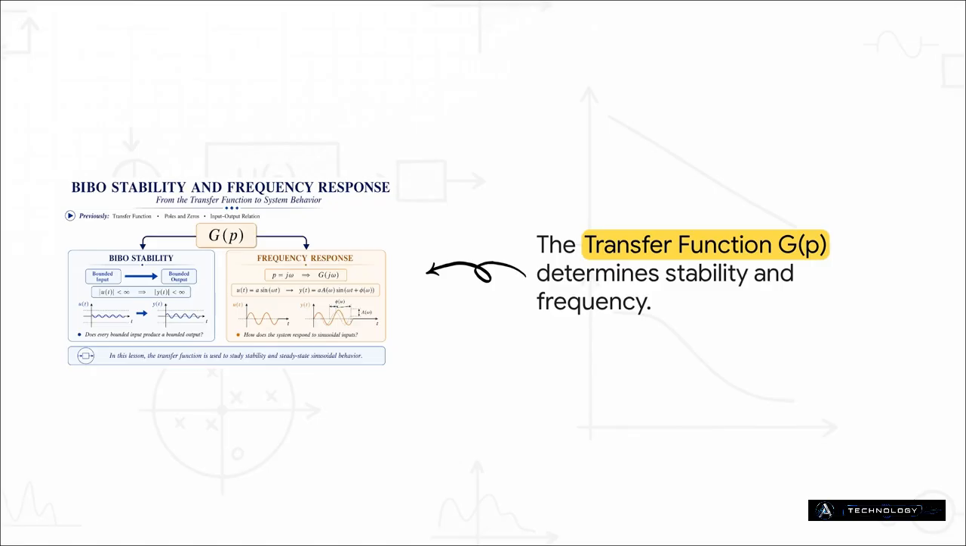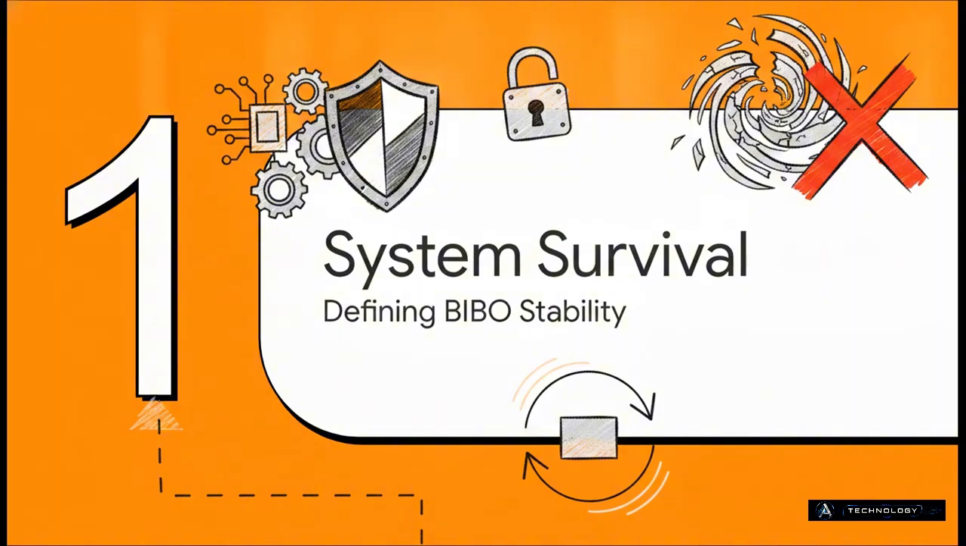Think of the transfer function, that G(p), or maybe you call it G(s), as the literal DNA of our system. And just like DNA, it dictates traits. Here, it basically splits into two essential defining traits. On one side, we've got system survival, which we call BIBO stability. And on the other, we have the system's personality, its frequency response. Every physical, continuous-time LTI system you're ever going to design or analyze is going to be judged by these two branching paths. So let's start with part one, system survival, defining BIBO stability.